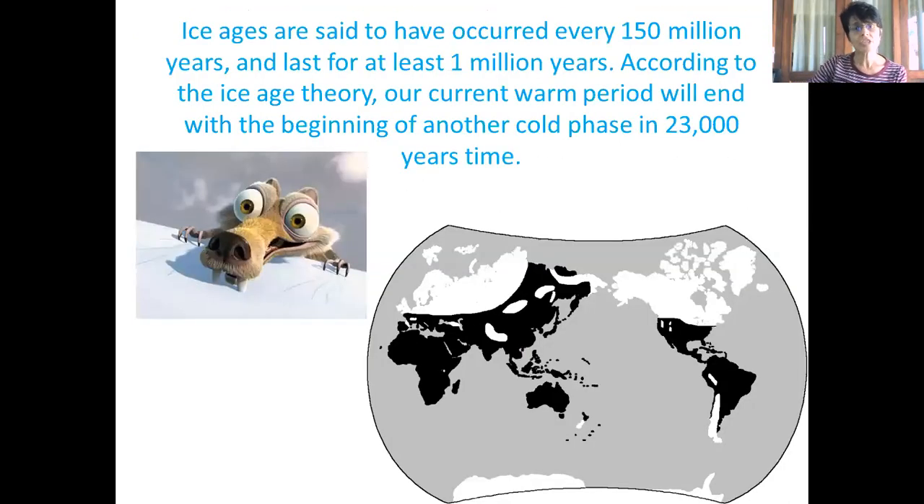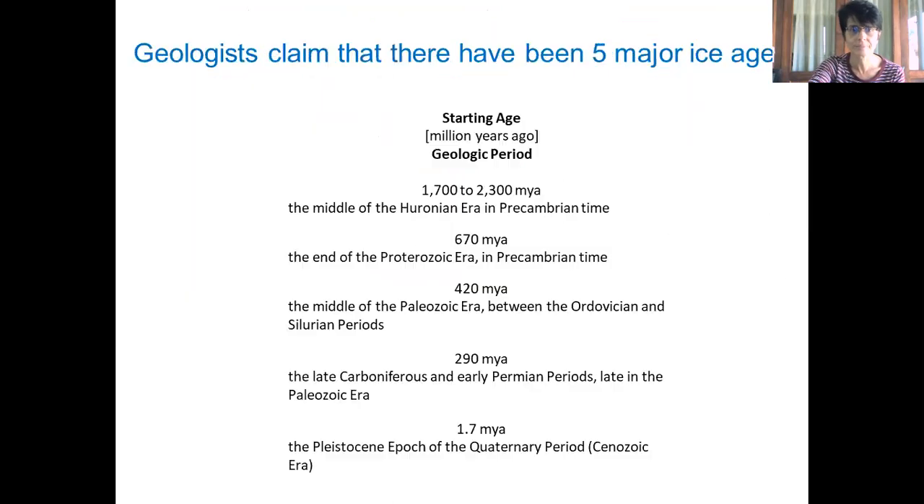And if temperature changes, you get ice ages. So that's one of my favorite movies. They're said to occur about every 150 million years, and they last for about 1 million years. We've got a current warm period, and they say it's going to end with another cold phase, leading to another ice age, but only in 23,000 years' time. So I think we're safe for now.